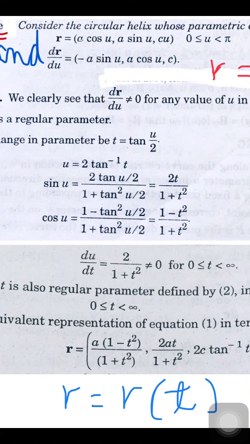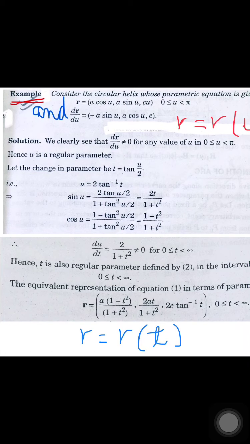So what we have is r given as a function of u. Now we want to change to another parameter. Here we clearly see that dr by du is not equal to 0. So there is a chance to change the parameter for any value of u lying between 0 and pi, hence u is a regular parameter. Let us change the parameter by taking t equals tan of u by 2.